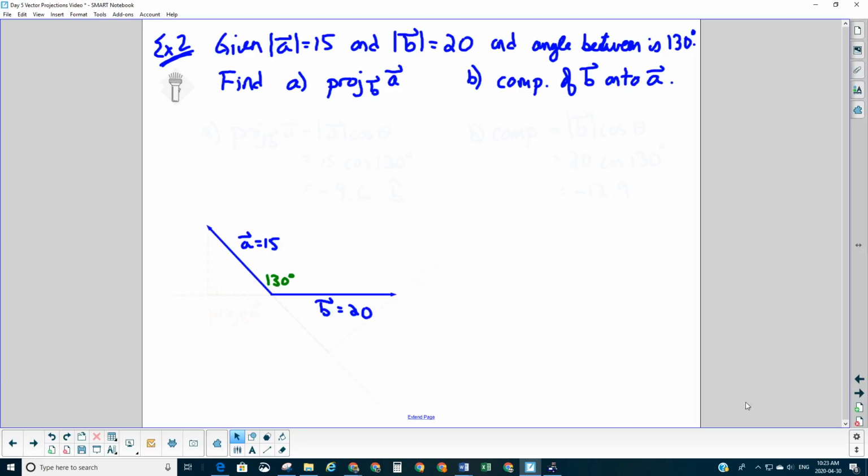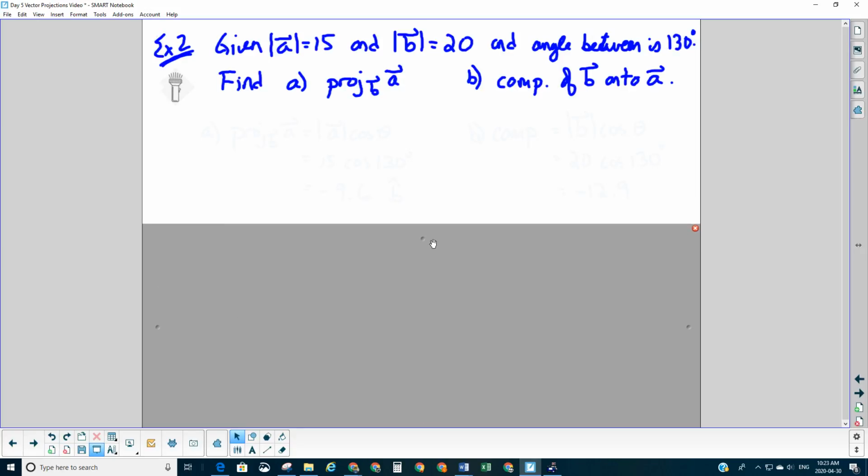All right, so now what we can do, I'm actually going to cover this up. Now what we're going to do is take this and try and do it without the picture. That's why I've covered up the picture. So we're going to try and do this and just use the formula and see if it works. So here I've given angle A is 15 and angle B is 20. And the angle between them is 130. So let's just use our formula.